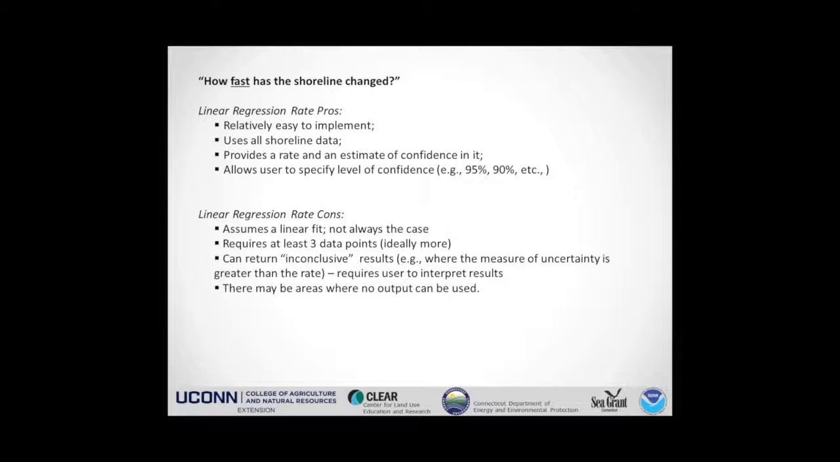And then on the negative side, again, as with the endpoint rate, we're assuming it's a linear fit, and we know this isn't always the case. You do need at least 3 data points, and ideally more, to implement this. So these two things can lead into the last point, where we can get inconclusive results in some cases. If that uncertainty measure is greater than the rate, then statistically we can't say anything about what's going on there in terms of that rate. And that means that there may be areas where there's no output from the linear regression rate that we can actually use.